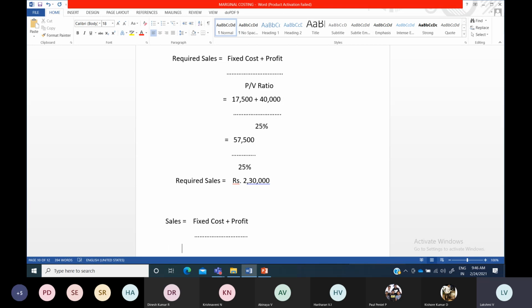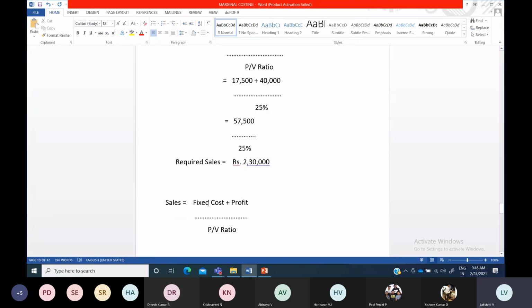Okay. So the formula you have to mention straightaway. You should not go for substitution and finding out the answer. So the formula you have to write, and from that only you have to do it. Sales, if you see, is 2,50,000, it is available in our question. Now sales is given, profit we have to calculate. Fixed cost remains the same, 17,500, that we calculated already.